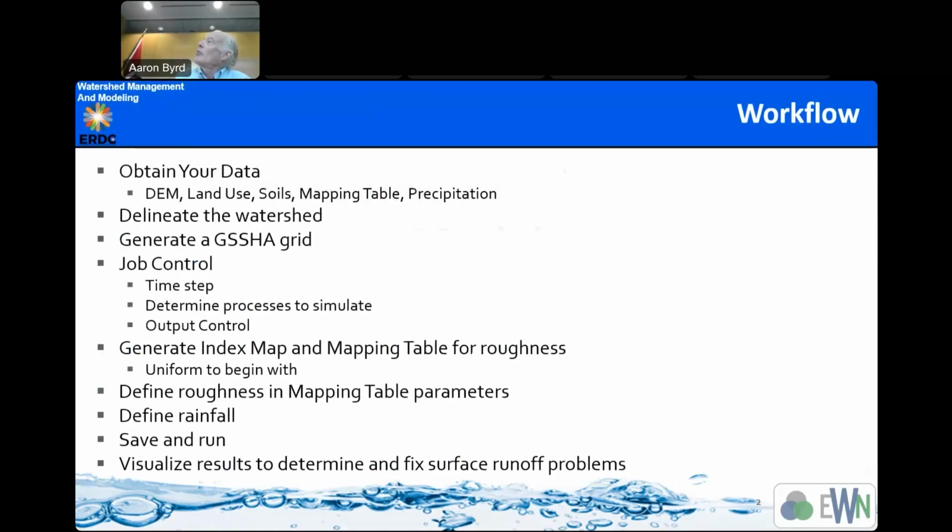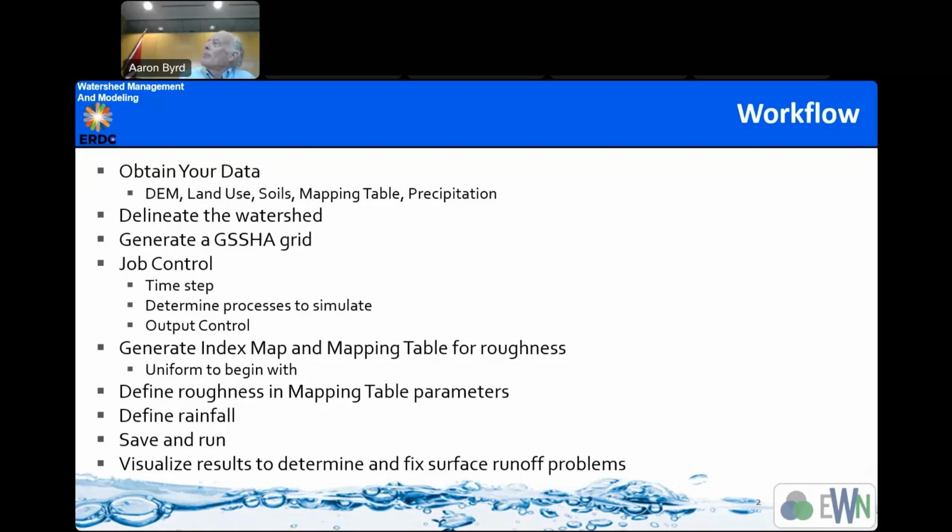So just to go through the work steps, again, this was sort of summarized in the wizard. You're going to obtain all your data: your DEM, land use, soils, mapping tables, precipitation, whatever other data you have. Then delineate the watershed and generate a GSSHA grid. There's basically one slide in this presentation for each of these steps. Then set some switches on the job control to get the model to run.